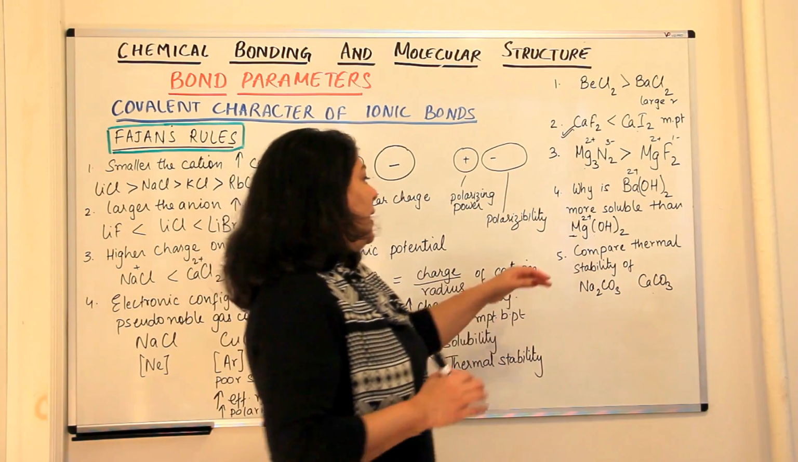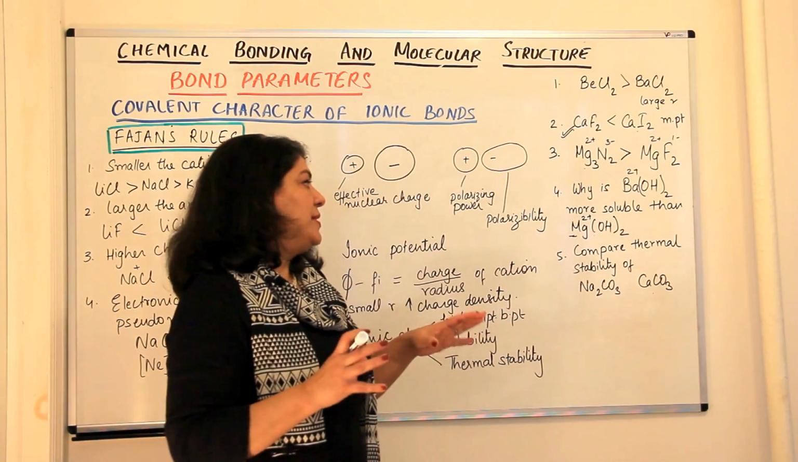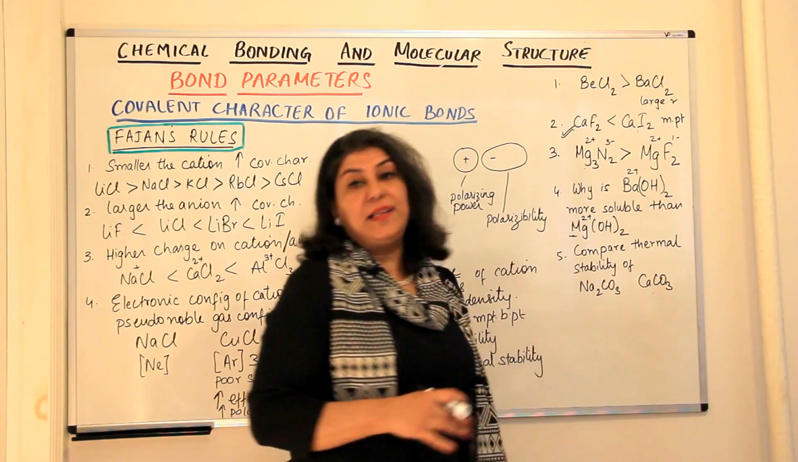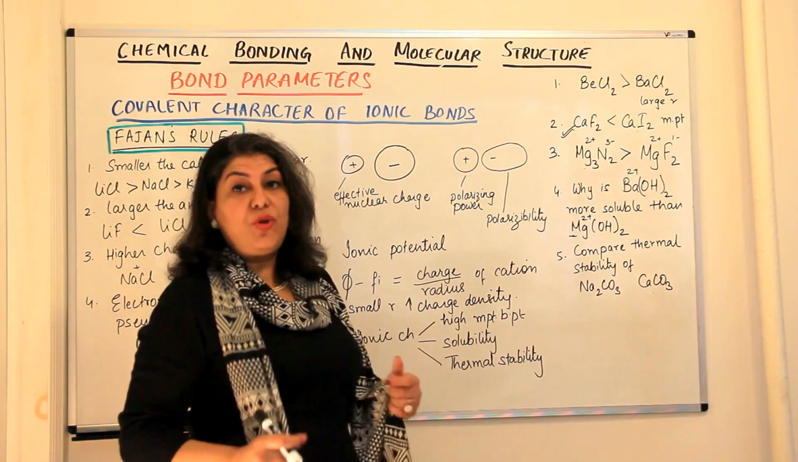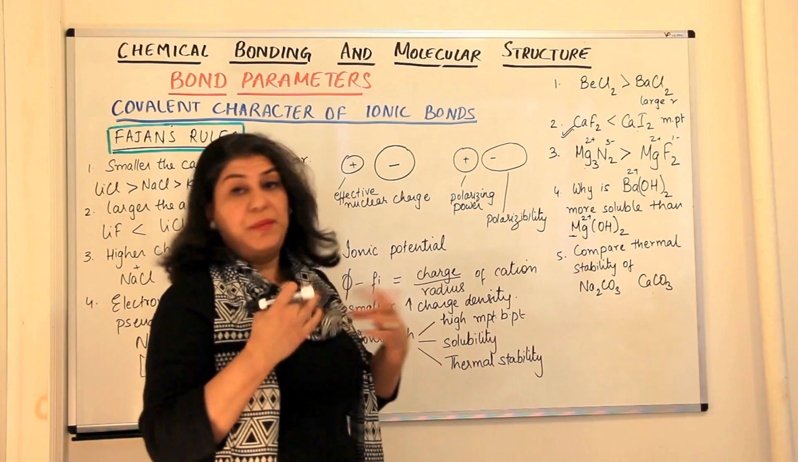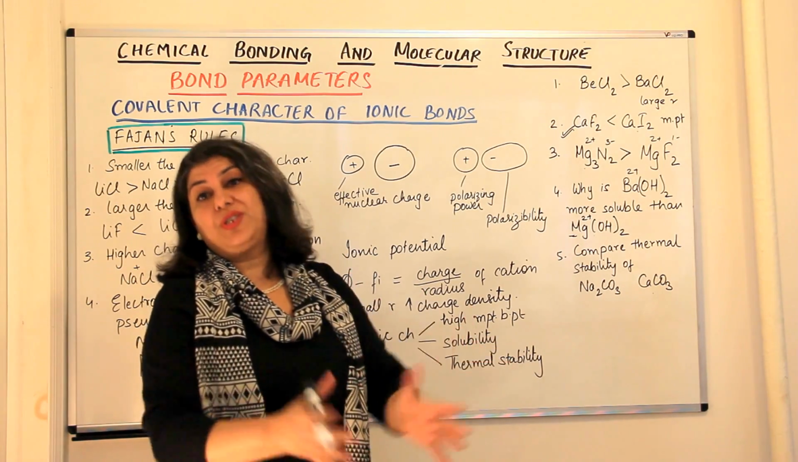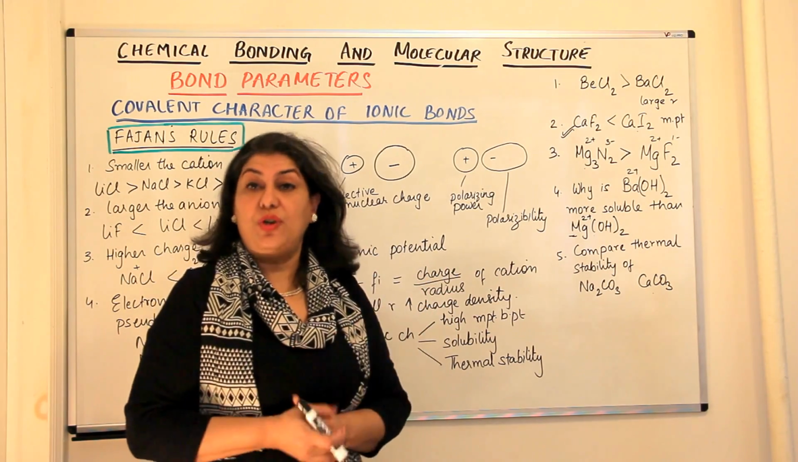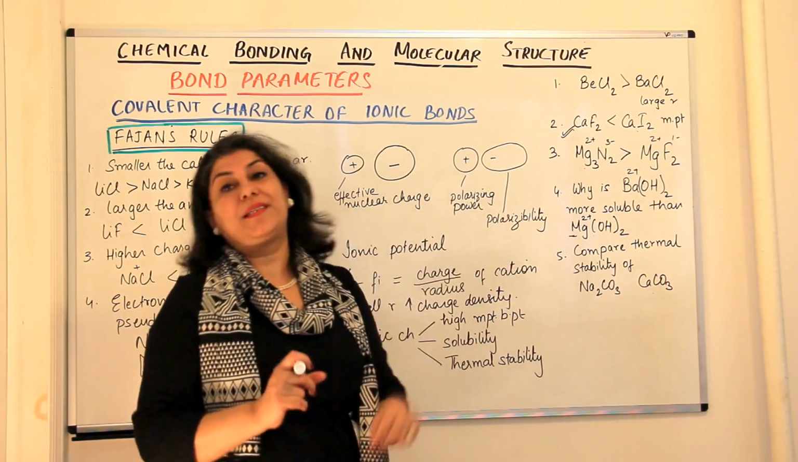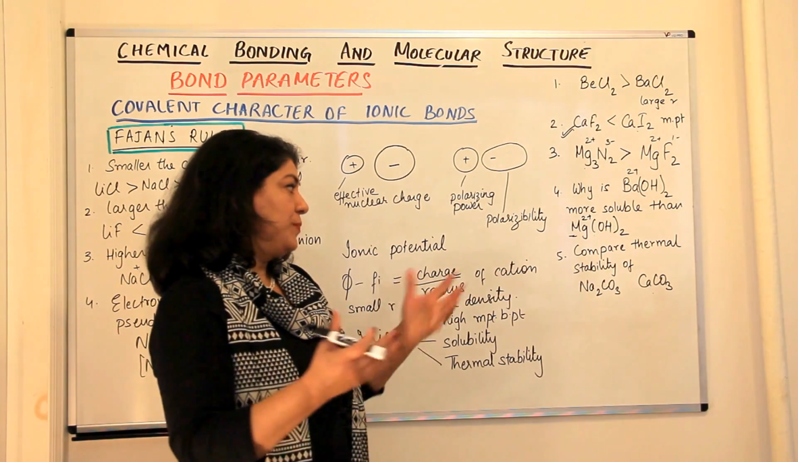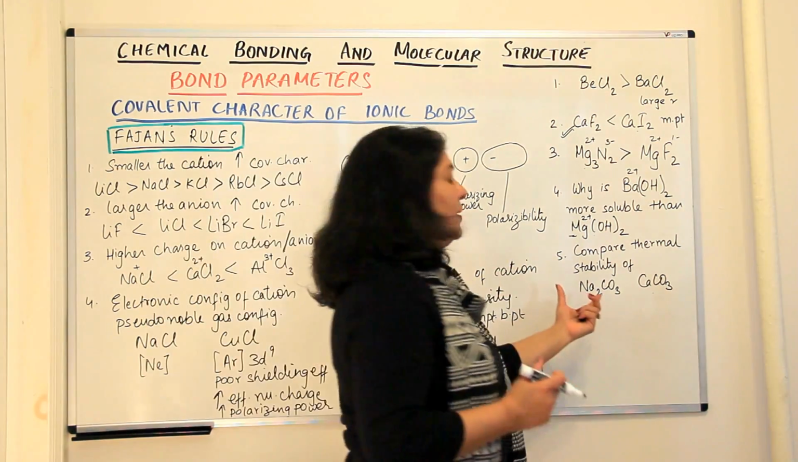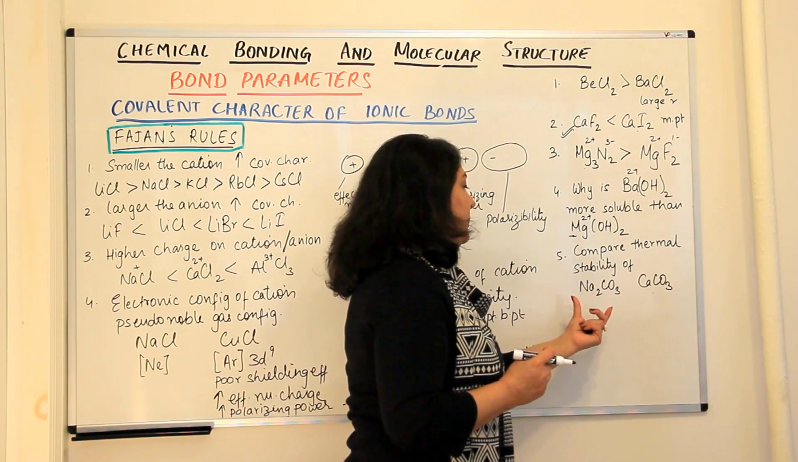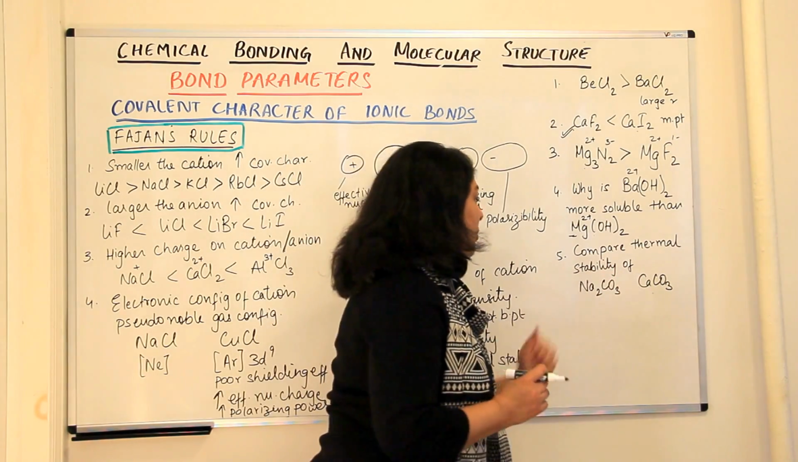The fifth question is that you have to compare the thermal stabilities of sodium carbonate and calcium carbonate. The question could also be that one of these is thermally stable while the other one decomposes on heating. Which do you predict would decompose on heating and which one would not? Or comment on the thermal stability of these two ionic compounds. So now we have to compare the ionic character or the covalent character of these two ionic compounds.